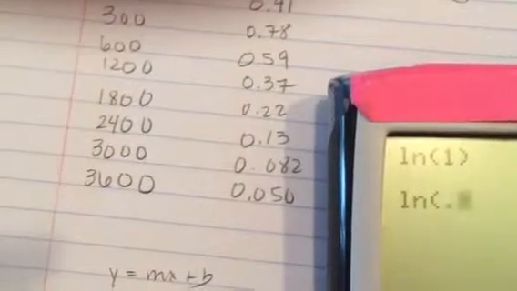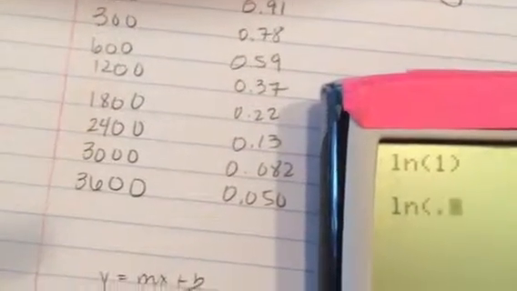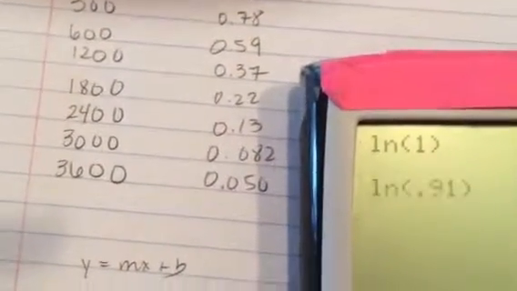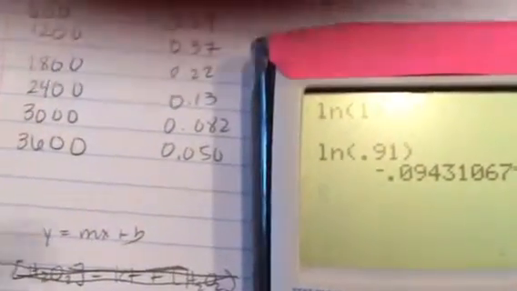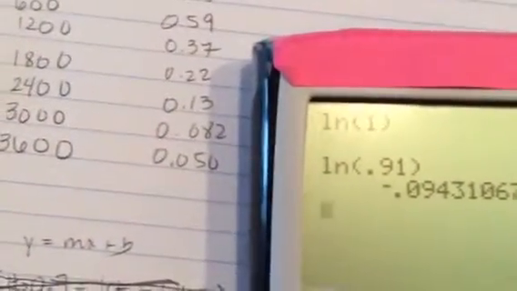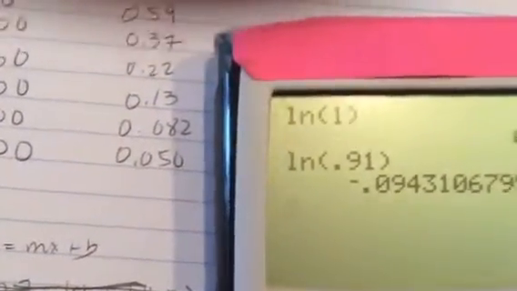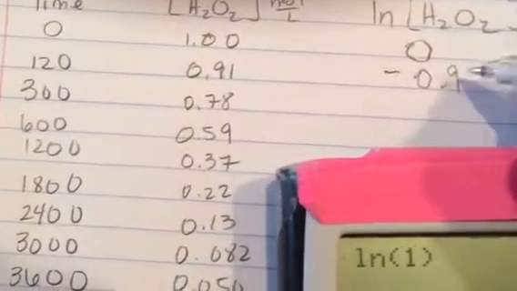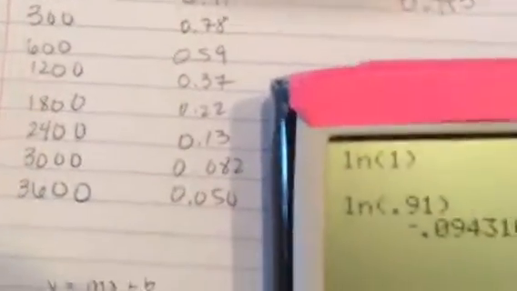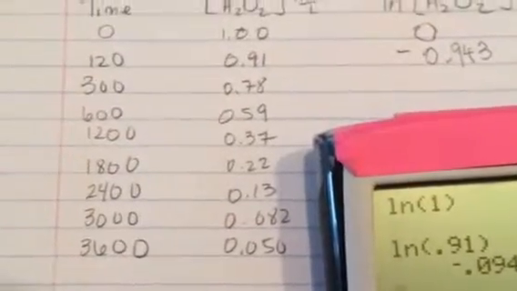Natural log 0.91, close parentheses, enter. Minus 0.0943. I'm going to maintain 3 significant figures. Well, really I only need 2, but I'll keep 3 for now. So don't round too much. Oh, and I wrote it down wrong. It's minus 0.0943. I'm going to calculate the rest of these and then restart.